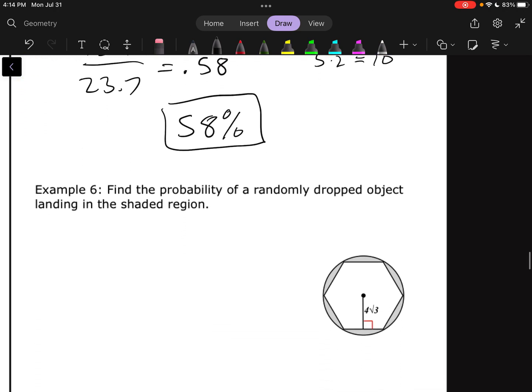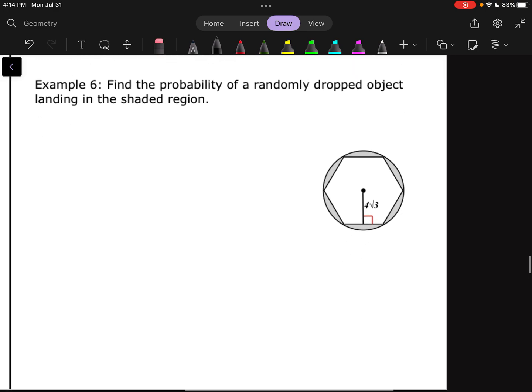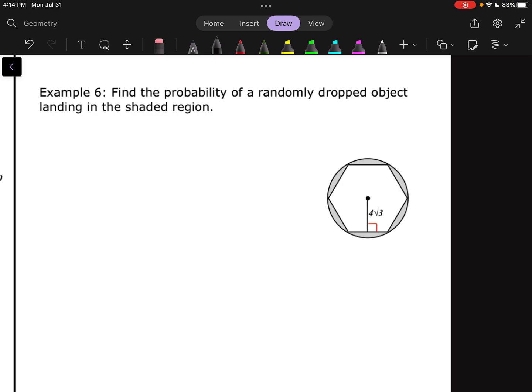And our last one says find the probability of the randomly dropped object landing in the shaded region. Okay, so this time we've got a circle and a hexagon. Now, this one's interesting because to find the area of the circle, we need the radius, and we don't have the radius. The radius could be drawn going from the center out there to one of the corners, though.